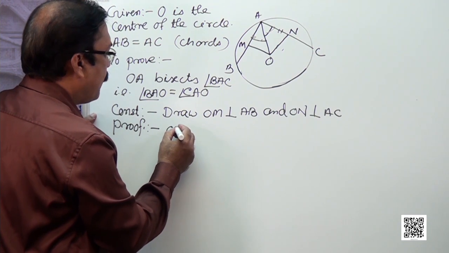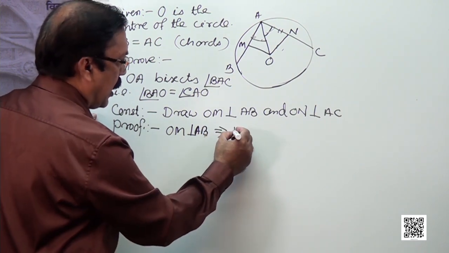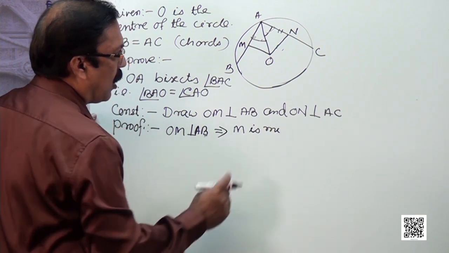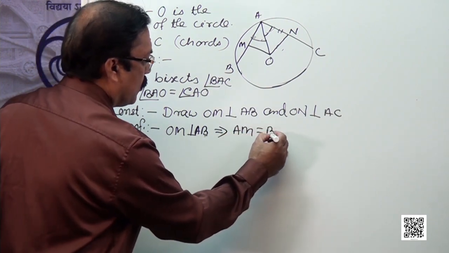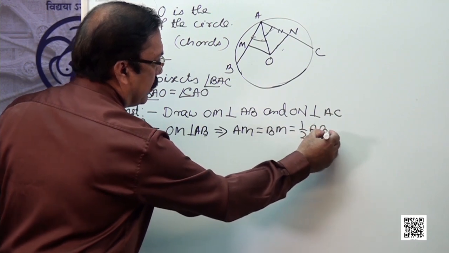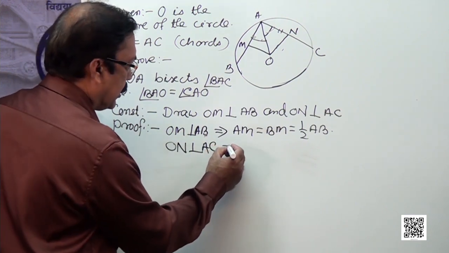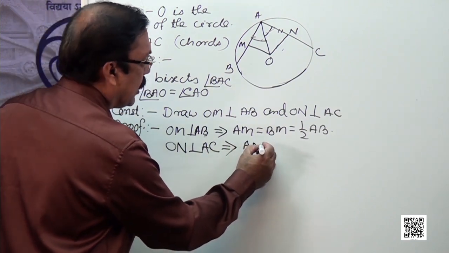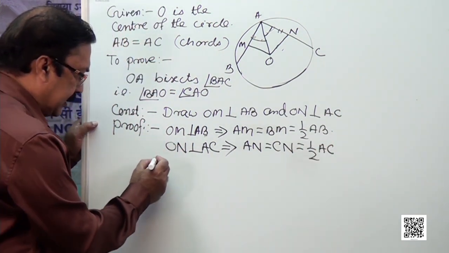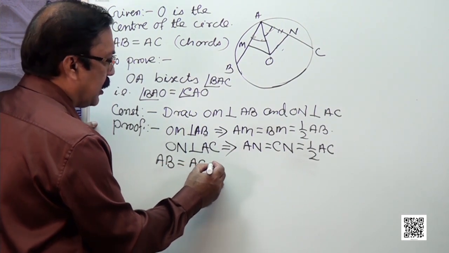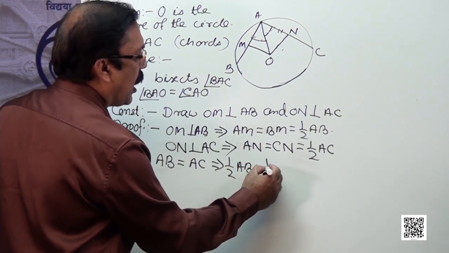As OM is perpendicular to AB, this implies M is midpoint of AB. That is, better we write AM is equal to BM equal to half AB. Similarly, ON is perpendicular to AC. This implies AN is equal to CN equal to half AC. As AB is equal to AC, this implies half AB is equal to half AC.